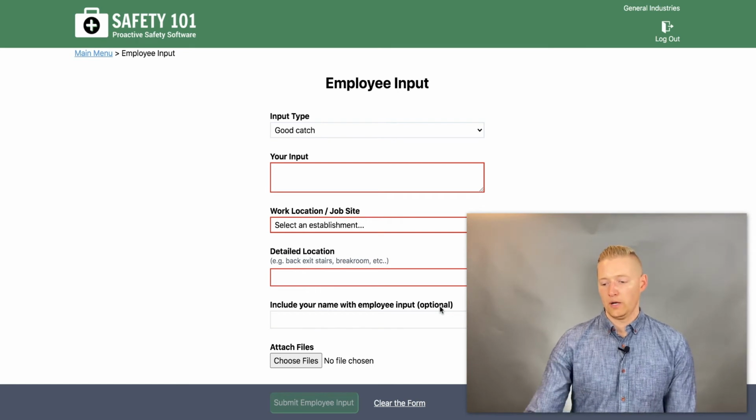And so that's why on this form right here, you'll see employee name is optional, just to be sensitive to that. And then if your portal has something like an attachment, you can attach a picture, video, something like that, just to give a visual on that.